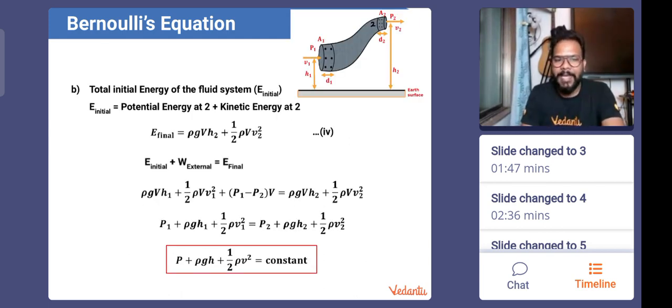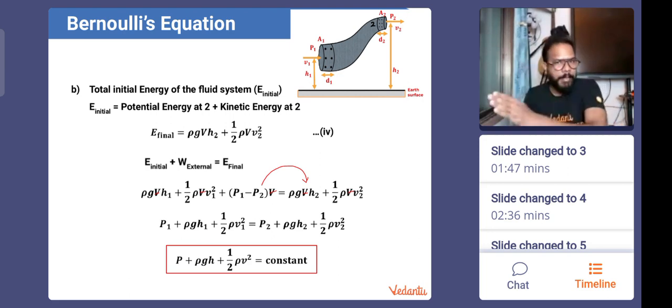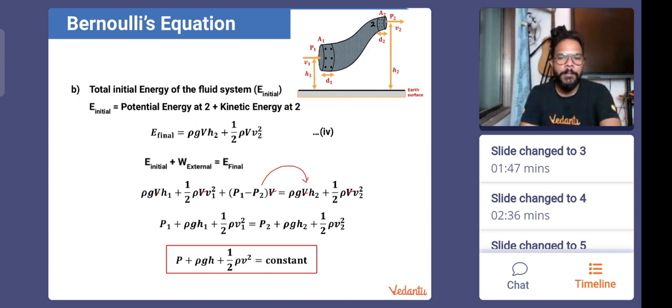So half rho V h1 plus half rho V v1 square. This is your potential energy and kinetic energy at 1. This was the work done. This is potential energy at 2. This is kinetic energy at 2. Something will definitely get cancelled here. I see that the volume part is getting cancelled throughout. So the equation looks like P1 minus P2, and if I take P2 to the other side, I have P1 on the left: P1 plus rho g h1 plus half rho v1 square. On the right-hand side the equation has similar terms. It's not that all the terms are equal, their summation is equal to the left-hand side terms: P2 plus rho g h2 plus half rho v2 square.